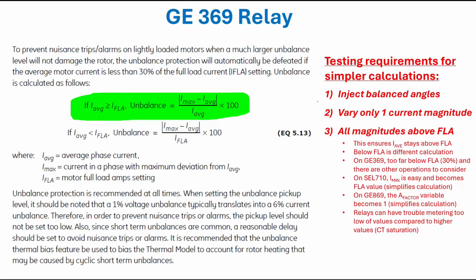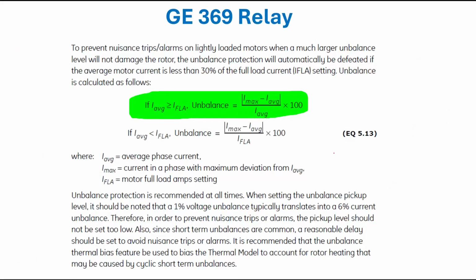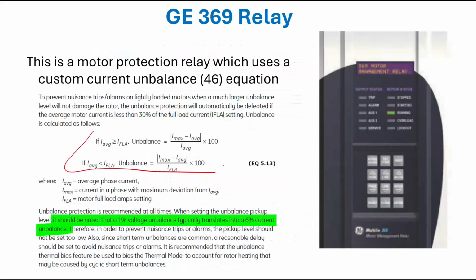The way that we're going to test is we're going to inject balanced angles, and we're going to change only one magnitude, and we're going to go above FLA on that one, and all the rest of them are going to stay at FLA. So that means that when we look at these two equations that they have right here, the one that we're going to use is this upper one because the average is going to be greater than FLA. All right, I still think it's really cool.